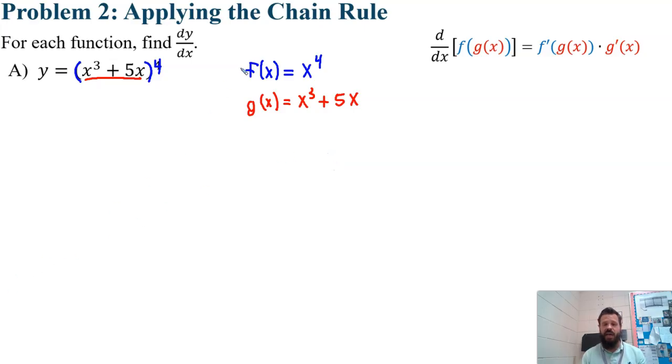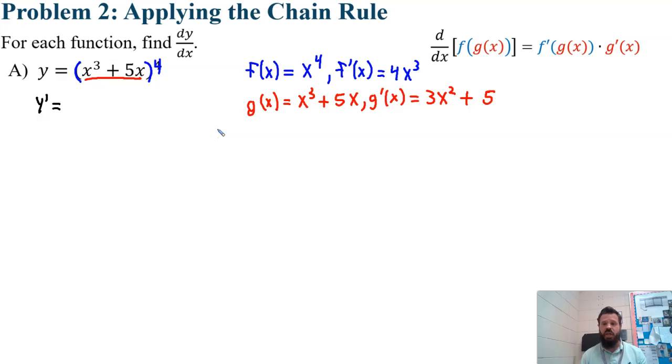All right, now if this is my f, this is my g, we can take the derivatives right away. f prime of x is going to be equal to, using my power rule, 4x to the third. And then for g prime of x, we can just use that power rule twice, 3x squared plus the derivative of 5x, which will just be a 5. All right, so here are my functions along with their derivatives. Let's go ahead and figure out what y prime is for this one then.